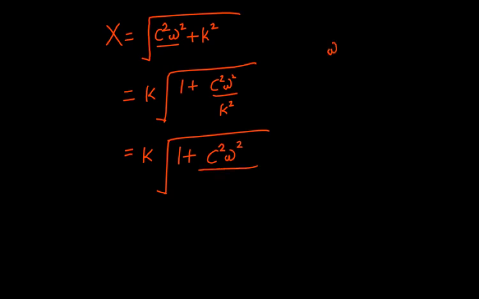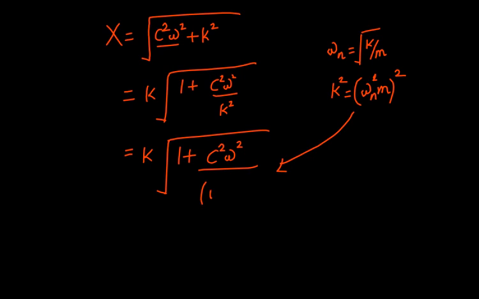Omega n is root of k by m. So omega n is root of k over m. Simplifying for k, it's omega n squared into m. So that's what k is. So what is k squared? It's omega n squared into m, the whole square. That's right. So go ahead and plug that value here in the denominator. So you're going to get omega n squared into m, the whole square. I'll write that as omega n squared into m into omega n squared into m, and simply I'll call this omega squared by omega n squared as r squared. I can call it that way, right?